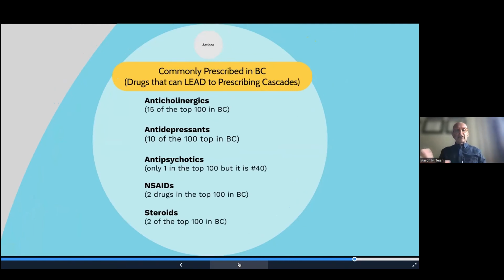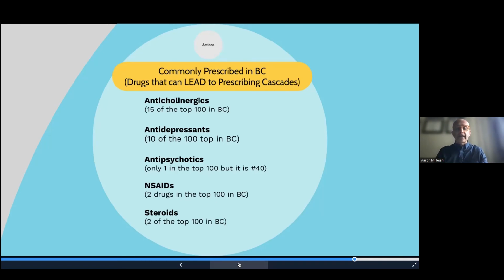So I took a step back and tried to think, okay, are there patterns here that I should be seeing? There may be more patterns than this, and you can tell me if you see any others, but what I see is that a lot of the drugs that I discussed today are anticholinergic drugs. So 15 of the top 100 drugs in BC have anticholinergic properties. Antidepressants came up a lot in the discussion today. So 10 of the top 100 drugs in BC are antidepressants, many of which have anticholinergic properties. Antipsychotics may be an issue, only 1 in the top 100, but it is way up there.